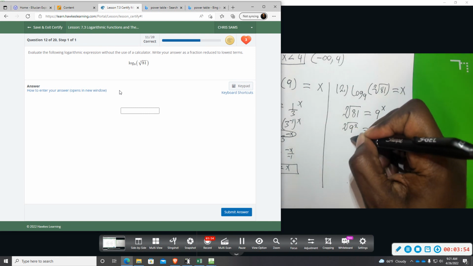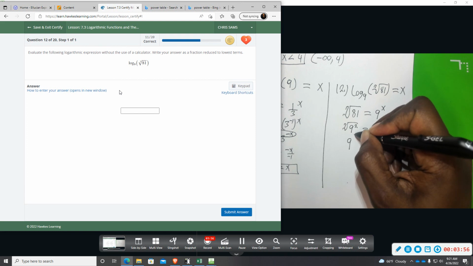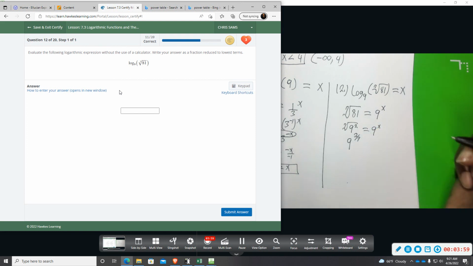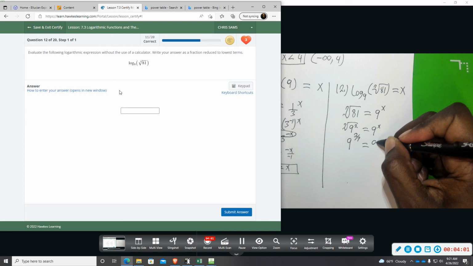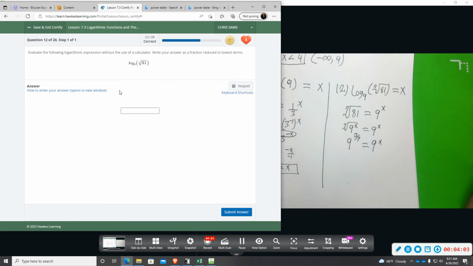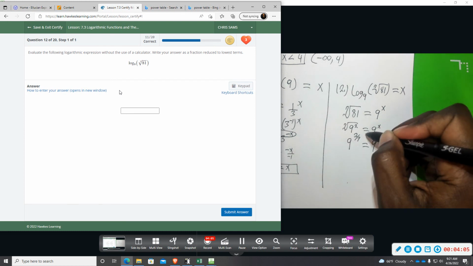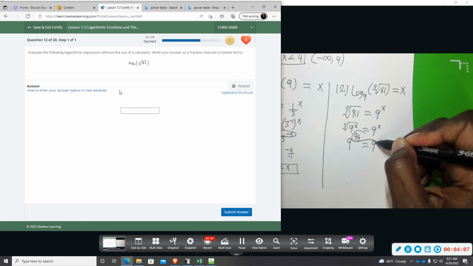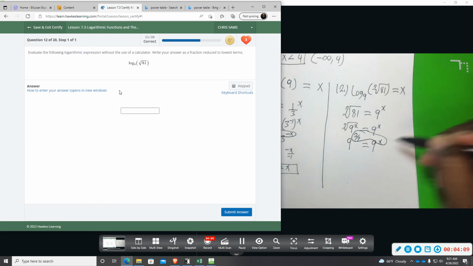So I can rewrite this as 9 to the 2 over 7 power, which is equal to 9 to the x power. So actually I don't have to do anything with the calculator. 2 over 7 is the same as x once I get those bases the same. So x is 2 over 7.